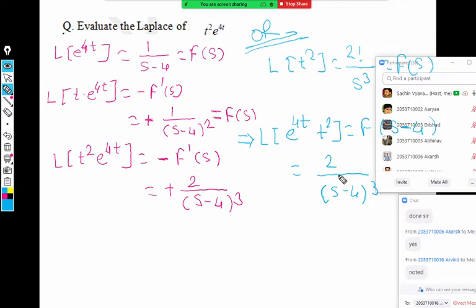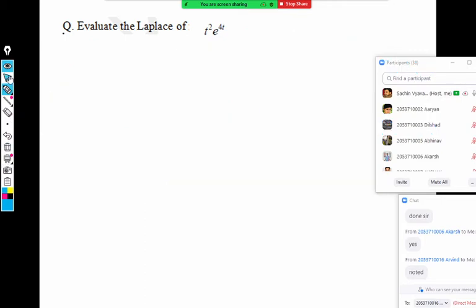Okay, done. Very good. So let me move to the next question. Now, the next property coming here is division by t property. These are self-explanatory. By observation only, you can tell which property we have to use. If t is in the denominator, division by t property. If t is in the numerator, we have to use multiplication by t property. So we can clearly observe we should use the division by t property.